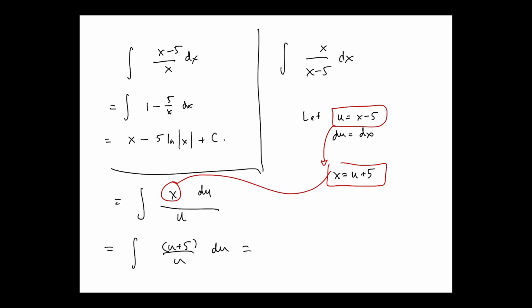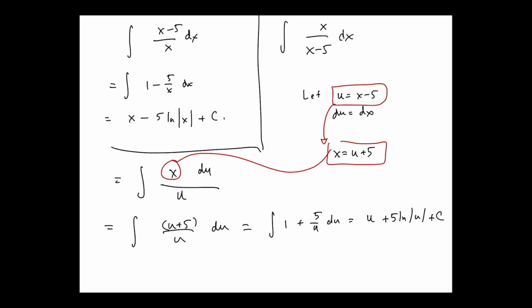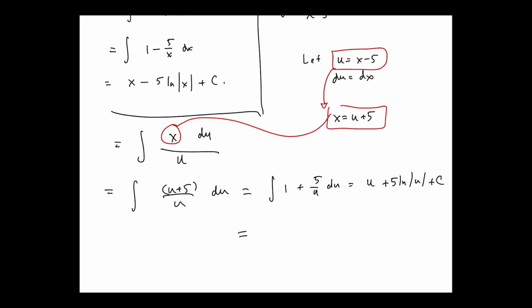Okay, so what do we got now? We have the integral of 1 plus 5 over u du, and that's going to be u, careful, plus 5 natural log of u plus c. And then we're almost done. Same split-up trick like we did last time, and the same antiderivative. The only thing that changed here was it's a plus instead of a minus. Okay, big deal.